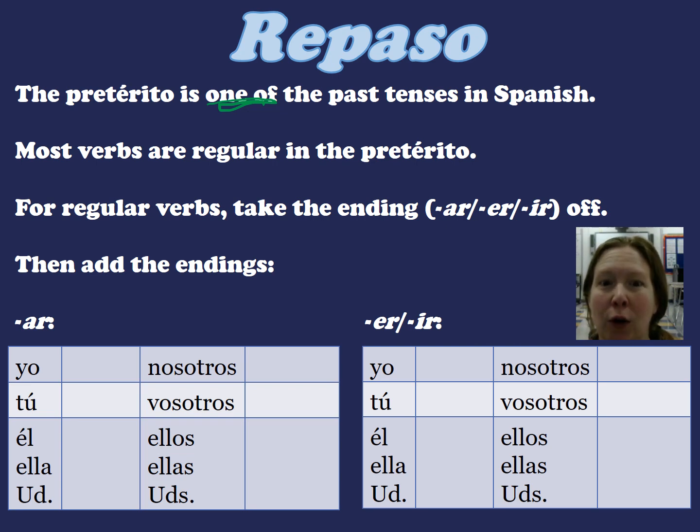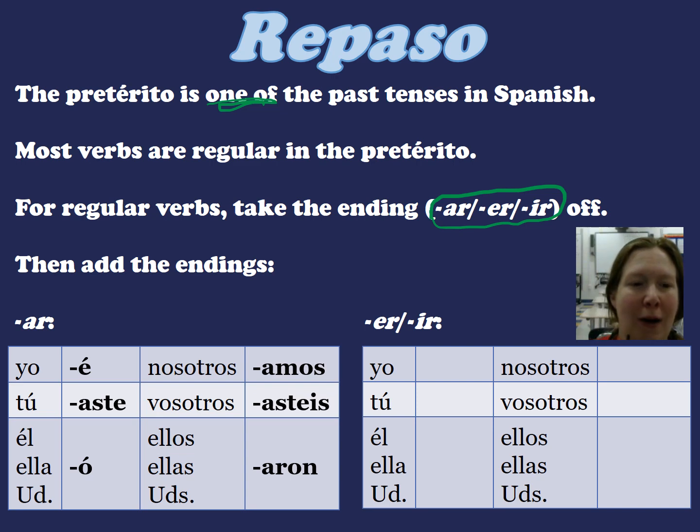When you have a regular verb, remember that you're going to take the ending off of your verb just like we do in the present tense. So you're going to take the AR, the ER, or the IR off of your verb. Then you are going to add your endings. There's one set of endings for AR verbs. Remember, your endings are é, aste, ó, amos, astes, aron. Don't forget your accents on the yo form and the Ud. form. It's really important that you don't forget those because you can confuse people as to the verb tense you're using if you don't remember those accents.